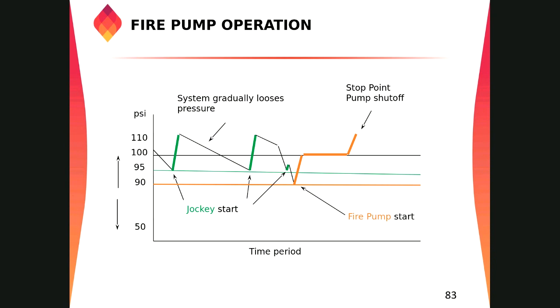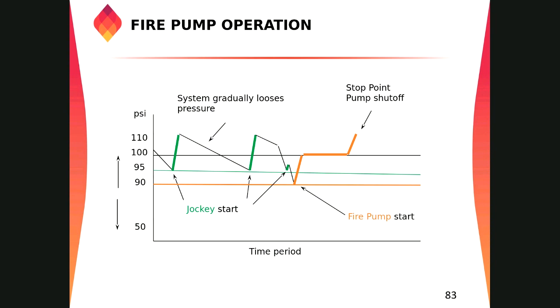the jockey pump will start here, and again it will go from 90 psi to this level. Once it again reaches 110 psi, the jockey pump will stop, right? And again it will go in the sequence. It will be getting on and off.